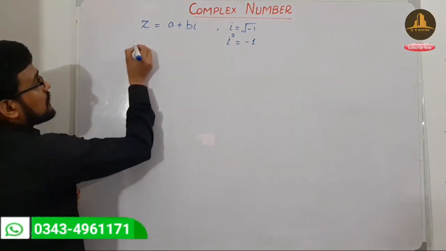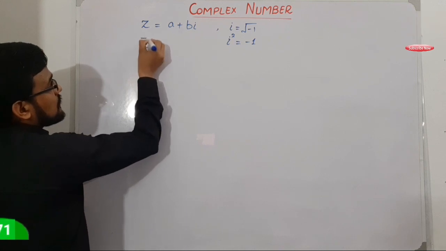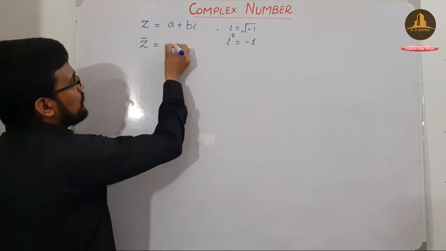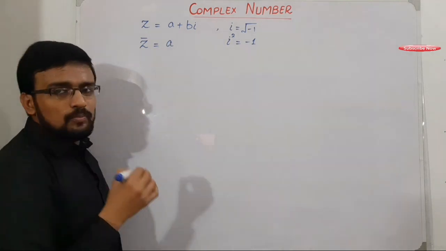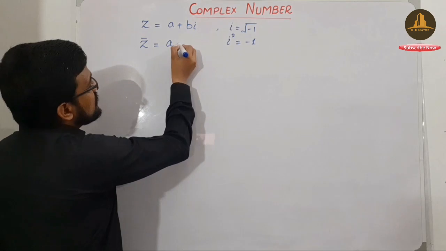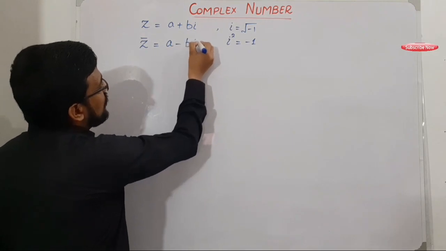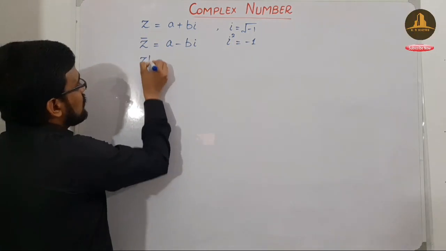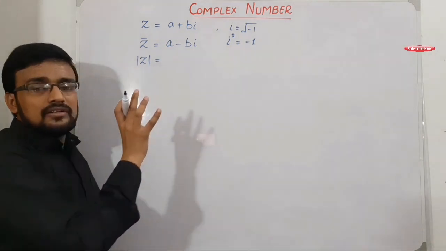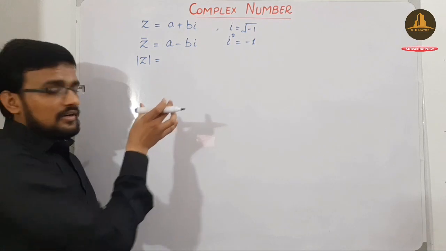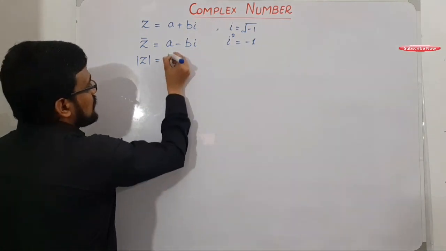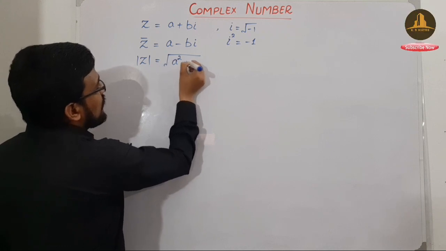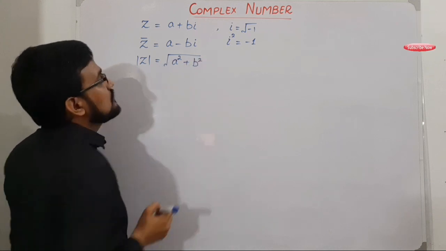And this symbol is for the conjugate of a complex number. The conjugate of a complex number is obtained by changing the sign of the imaginary part. I am here to discuss only the most important and direct formulas which are useful for solving all MCQs.